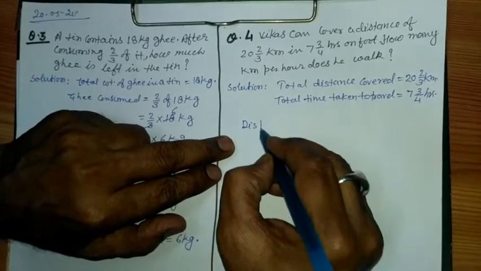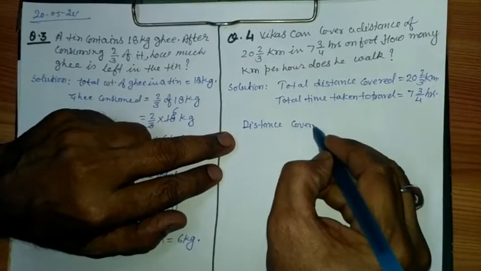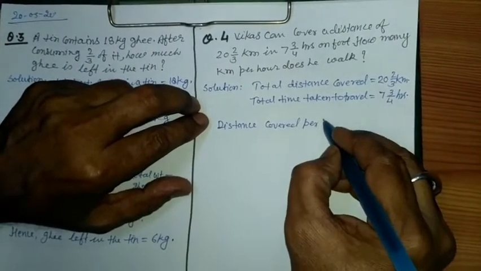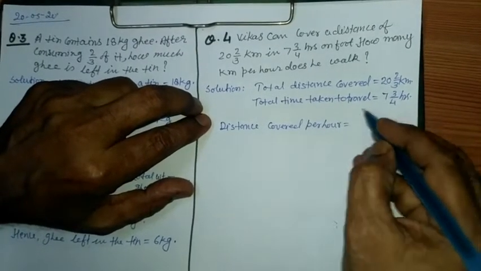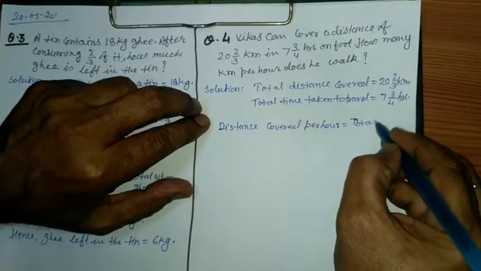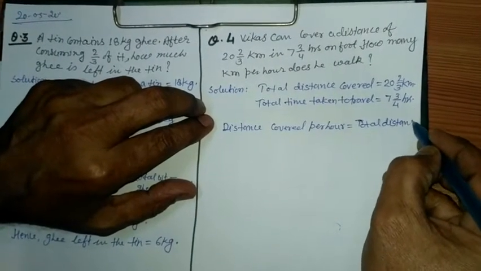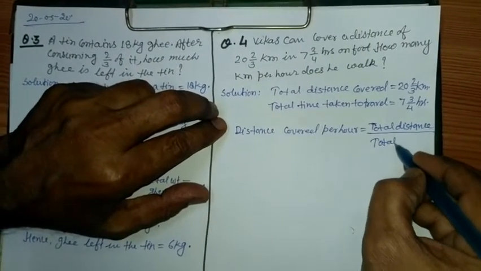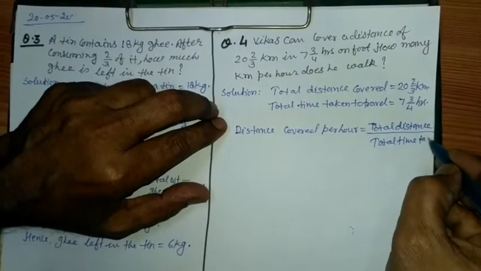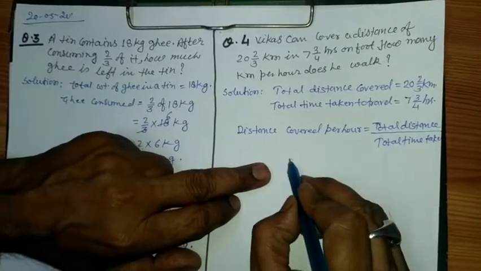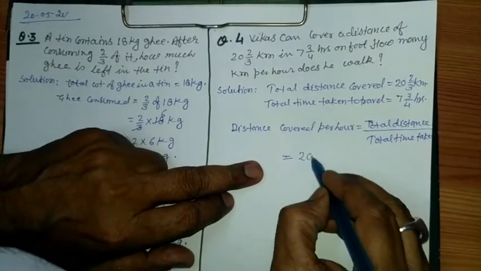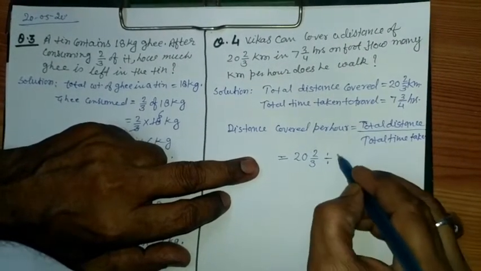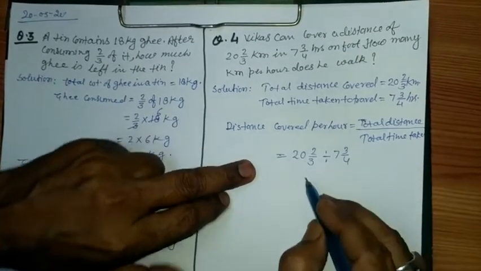Distance covered per hour equal to total distance upon total time taken equal to 20 whole 2 upon 3 divided by 7 whole 3 upon 4.